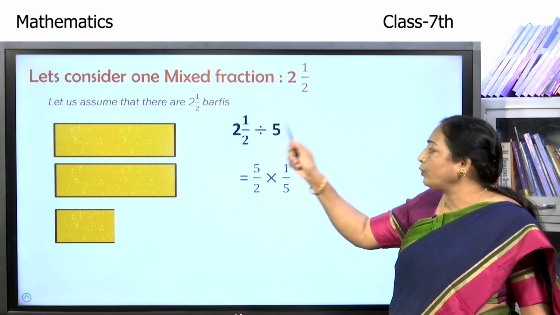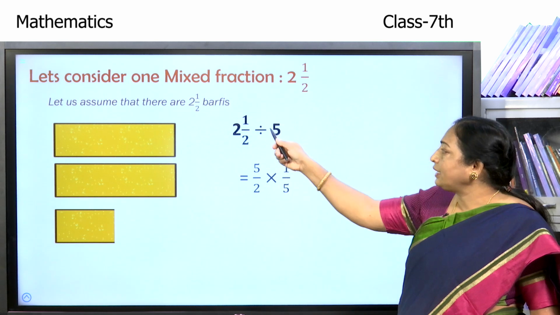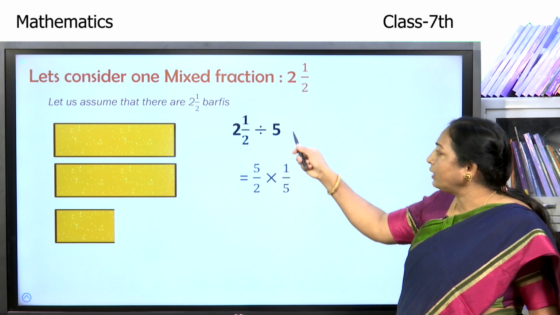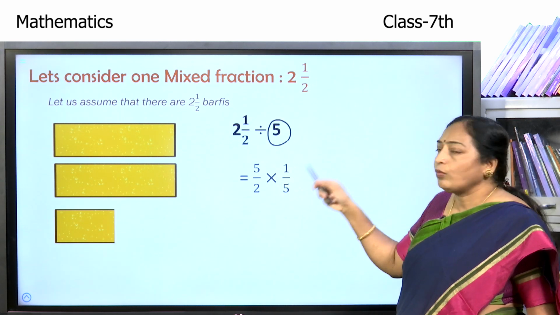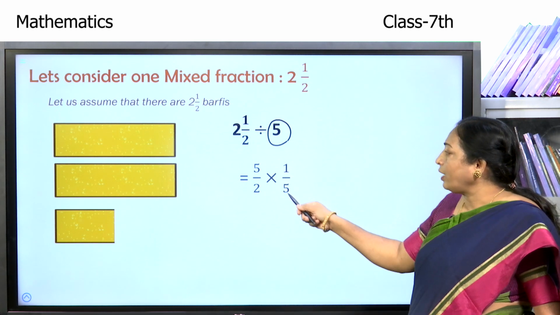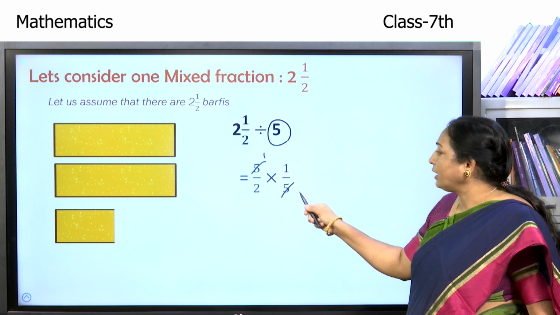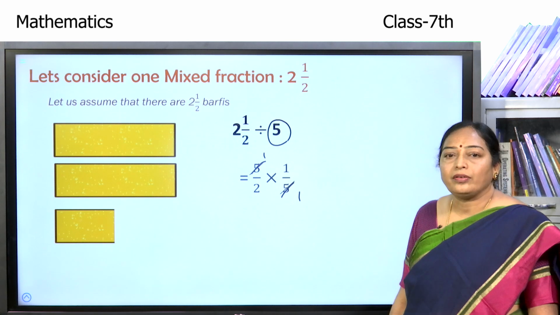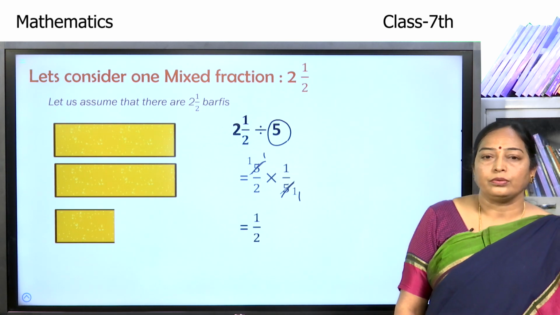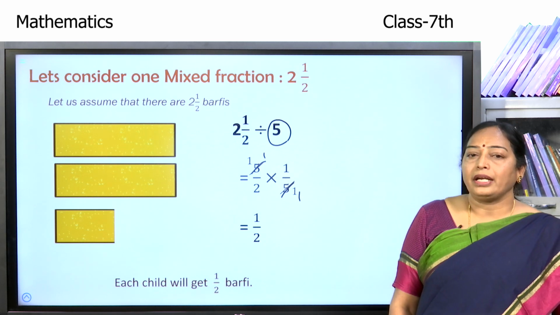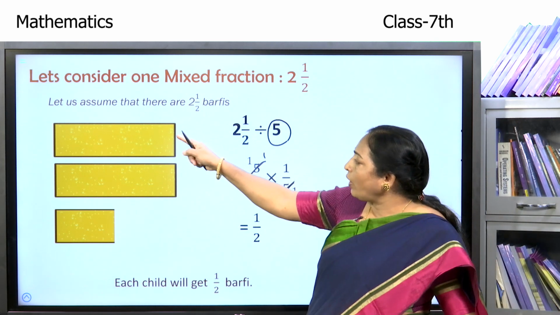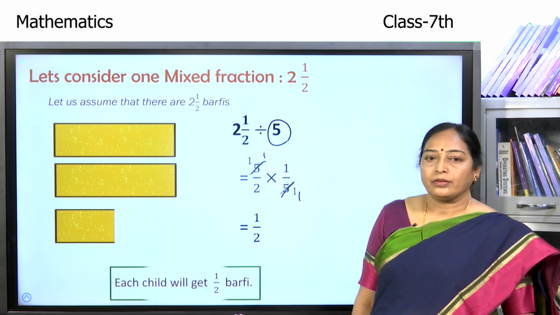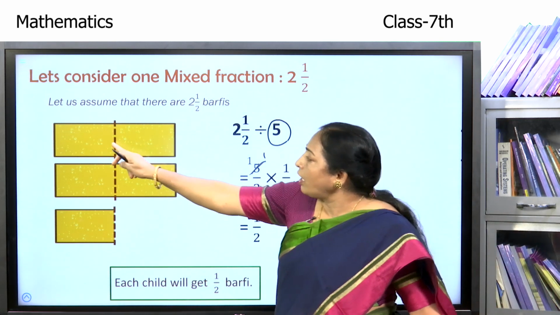2 2s are 4, 4 plus 1, 5. So, we get 5 by 2, and change the division sign to multiplication, and multiply 5 by 2 by the reciprocal of 5, that is 1 by 5. 5 and 5 cancel each other. By multiplying numerator and numerator, denominator and denominator, we get 1 by 2. Each child will get half a burfi. If we divide 2½ burfis into 5 equal parts, each child gets half a burfi.